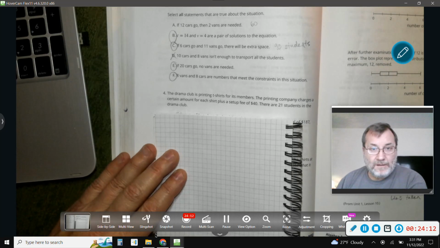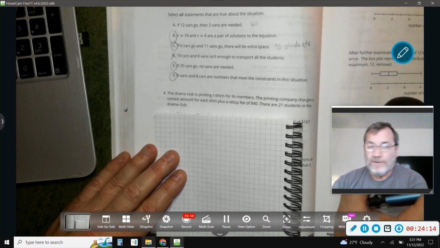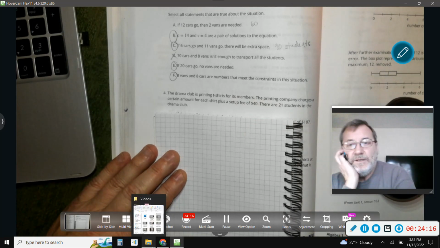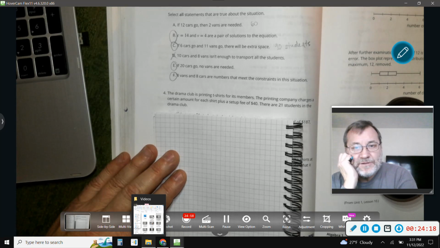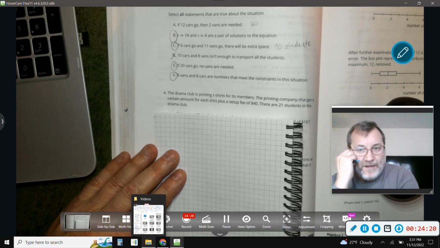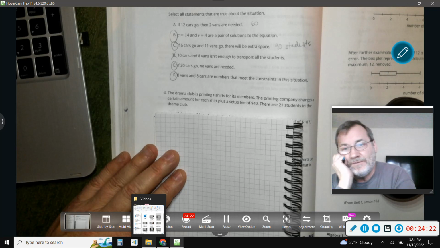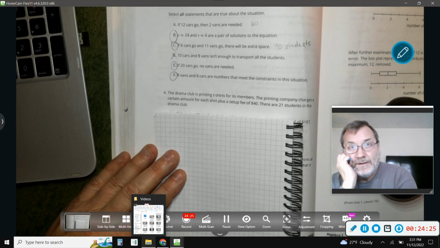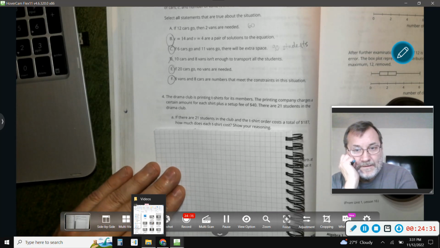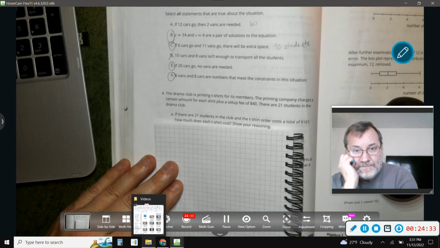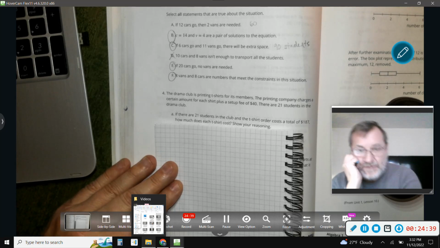The Drama Club is printing t-shirts for its members. The printing company charges a certain amount for each shirt plus a setup fee of $40. So it doesn't matter how many shirts you get, 1 or 1,000,000, it's going to be $40 to set up the equipment. There are 21 students in the Drama Club. If there are 21 students in the club and the t-shirt order costs a total of $187, how much does each t-shirt cost?